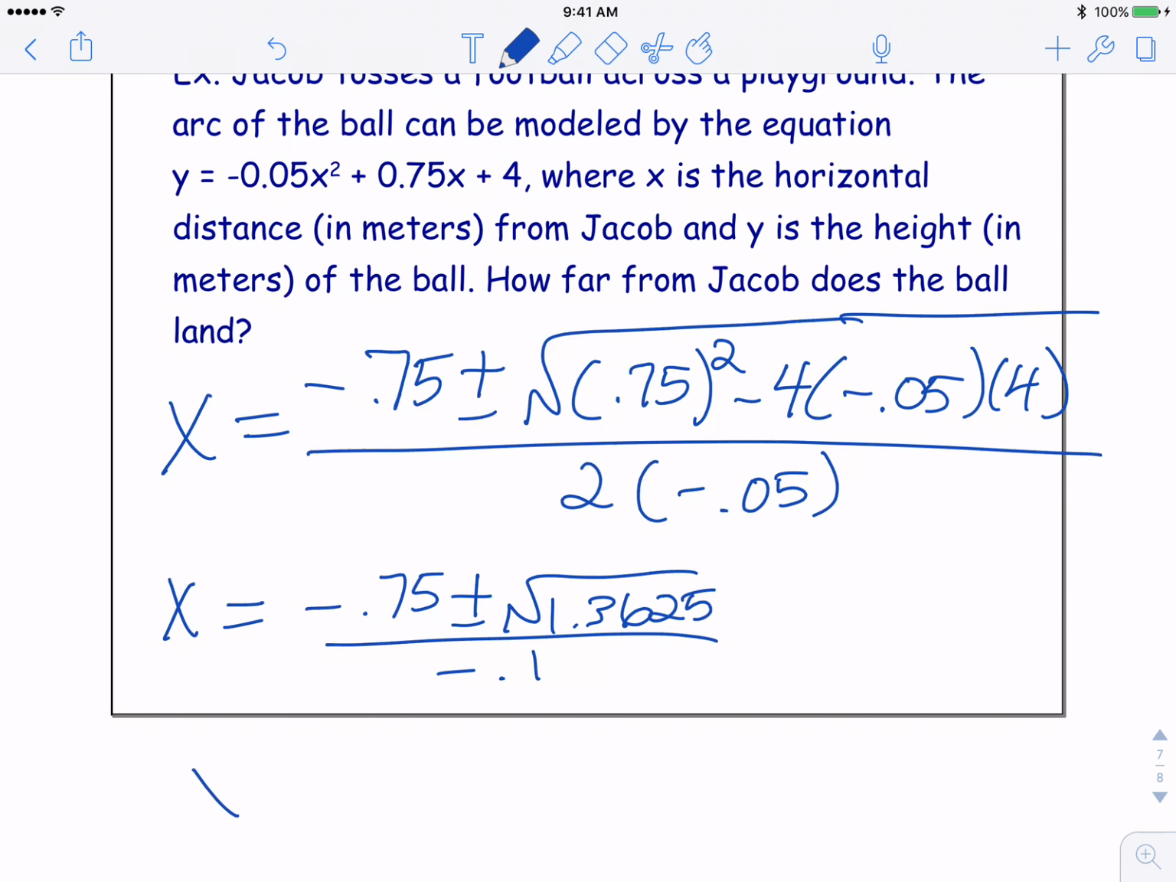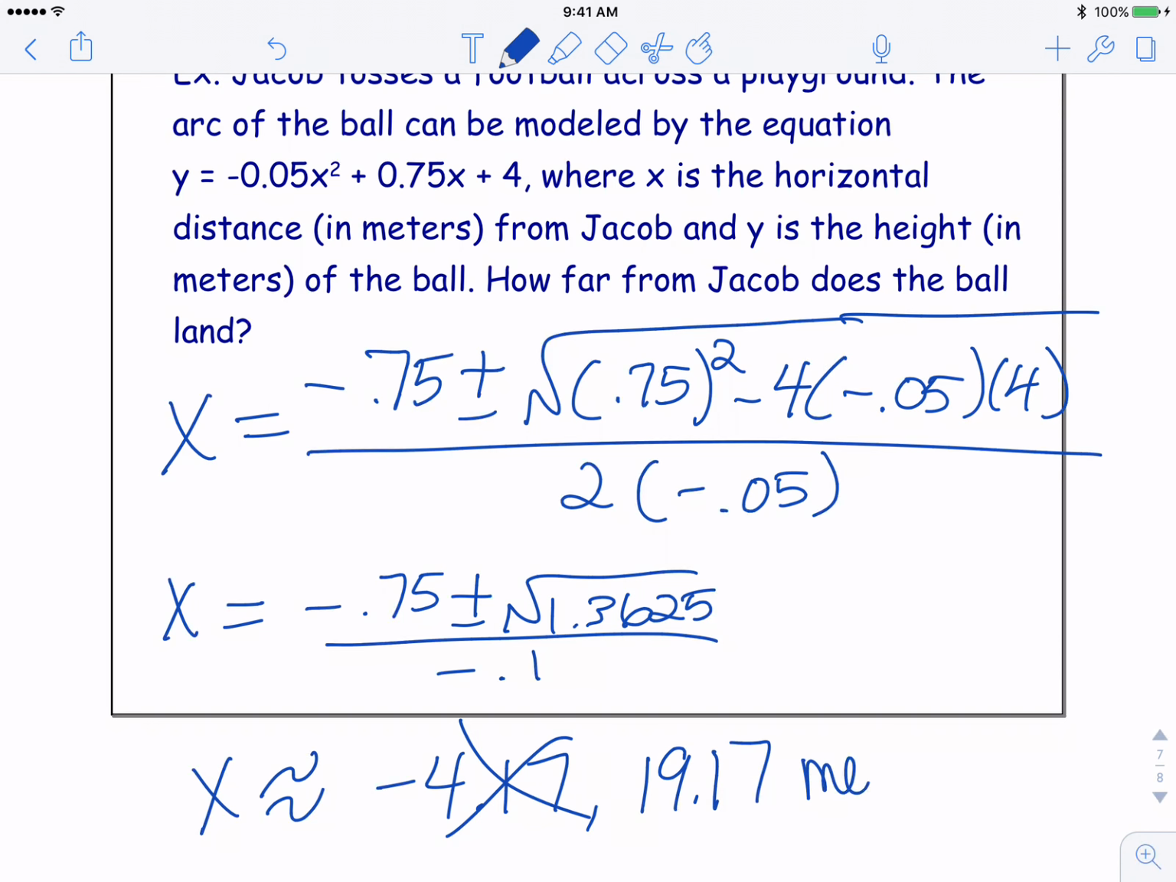That should have resulted in two answers of x is equal to about negative 4.17 and 19.17. Once again, I'm talking about how far away from Jacob the ball will land. So a negative answer does not make sense in this story problem. So my final answer is about 19.17 meters, because in the original problem it told me my distance in meters.